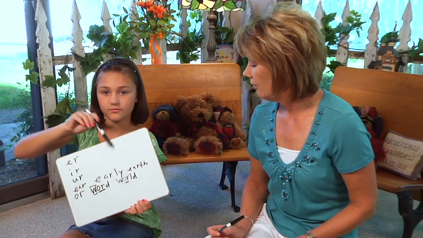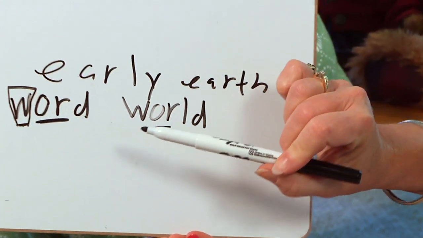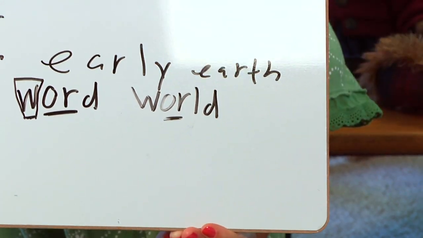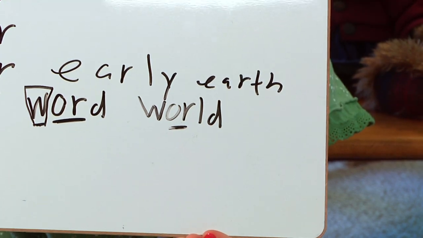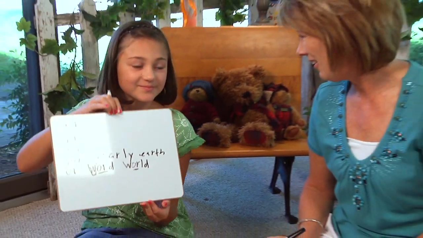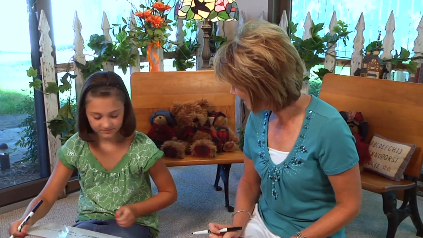Show the parents now what you have. So you heard the sound and it came after the letter W, so how are you going to spell it? With an O-R, and you'll be right every time. Okay, great, Faith. Kind of like magic, isn't it?